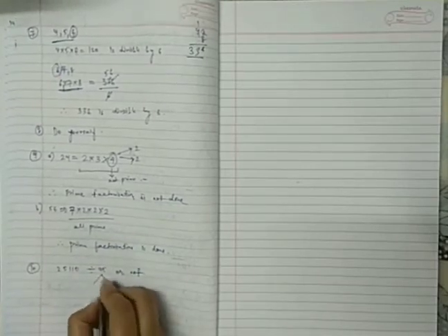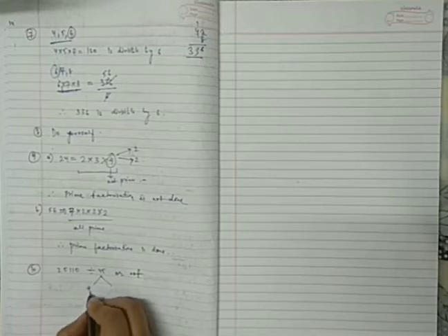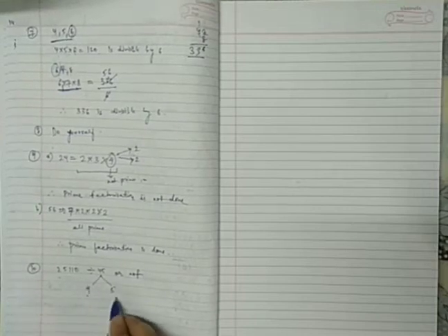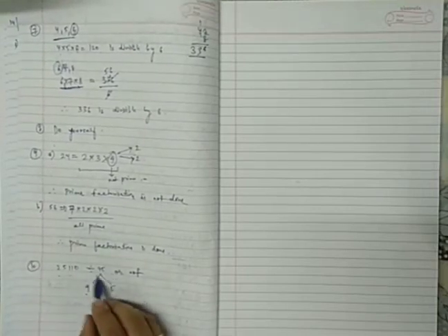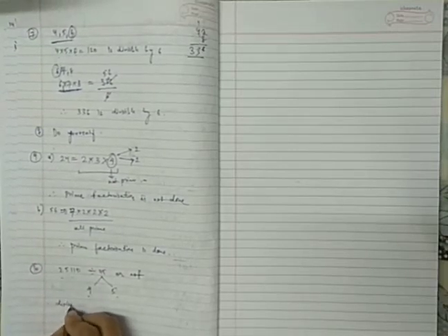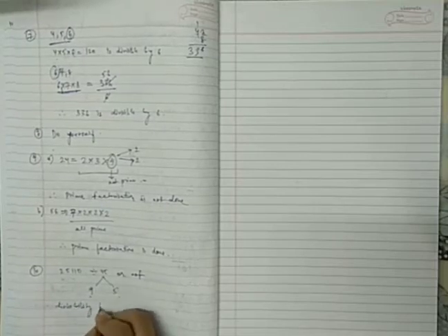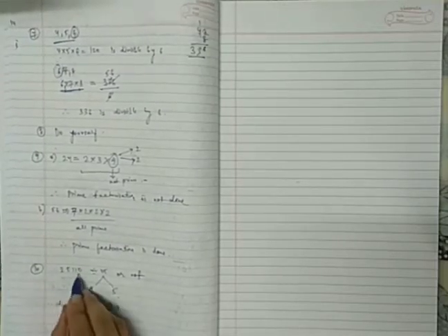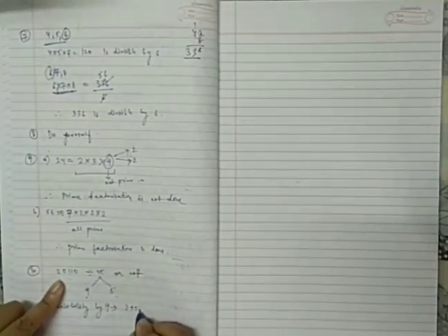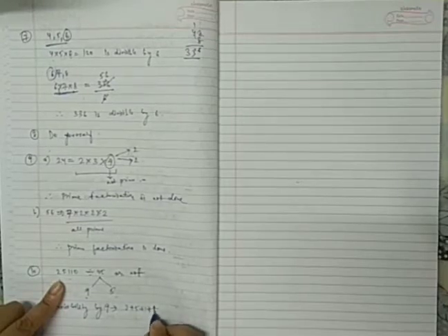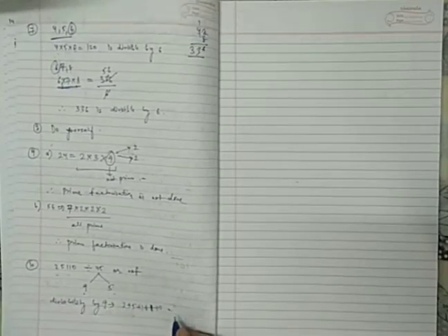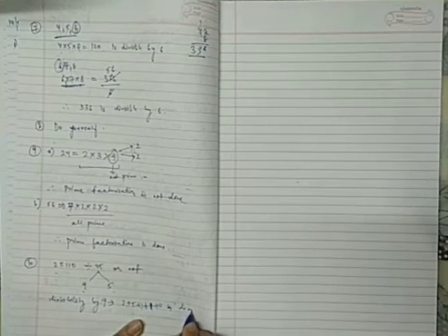Now, you can write 45 as 9 into 5. You have to check if this number is divisible by these two numbers, then automatically it will be divisible by its product also. Now check divisibility by 9. If it is divisible by 9, the sum of digits should be divisible by 9. Now 2 plus 5 plus 1 plus 1 plus 0 is equal to 7, 8, 9. 9 is divisible by 9.